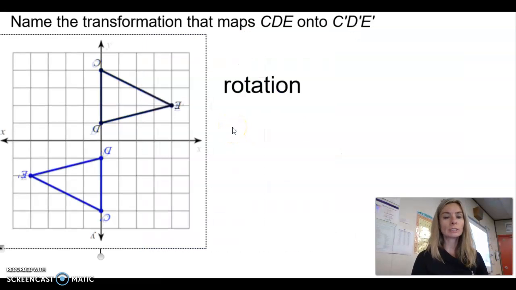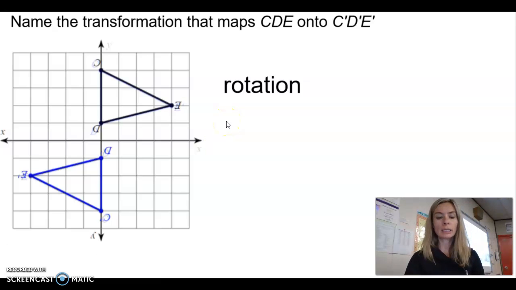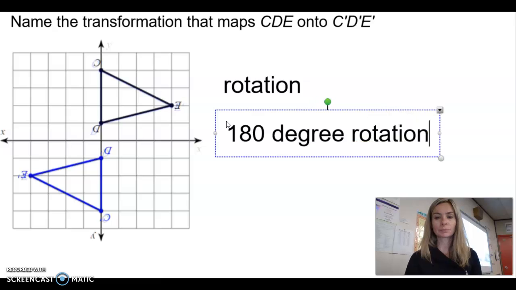Because we had to rotate twice, this is a 180-degree rotation. With 180 degrees, we don't write the direction of clockwise or counterclockwise because it would be the same.